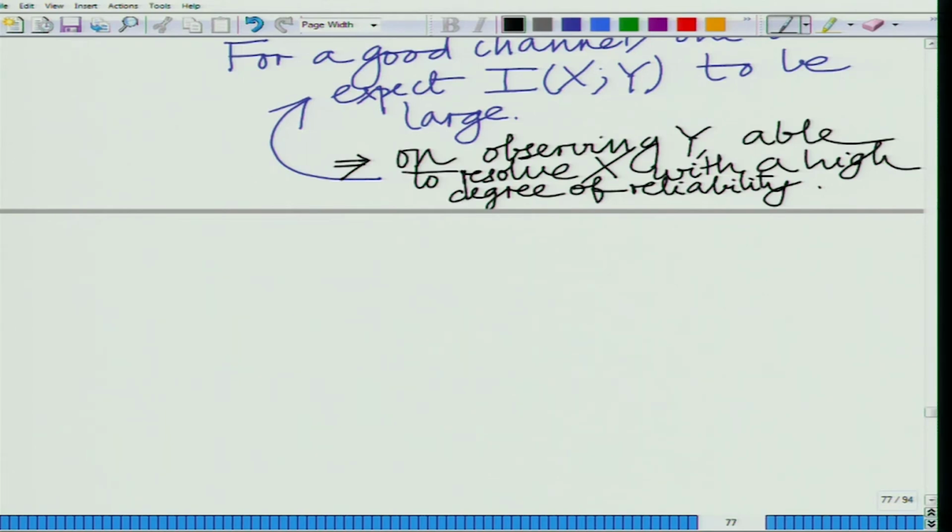All right, we'll discuss this further when we look at the information rate across the channel. All right. Now, let us look at some properties of this mutual information.